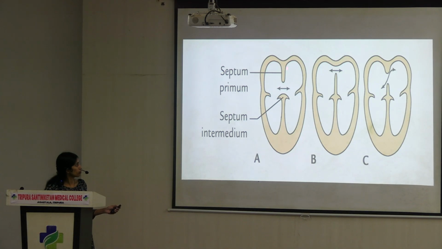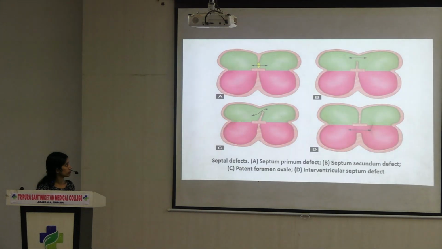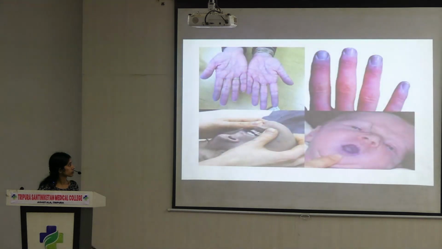This is septum primum and this is septum intermedium. You can see the communication between right and left atrium in all the three diagrams. The last diagram shows the condition called interventricular septum defect. This is the cyanosis condition.